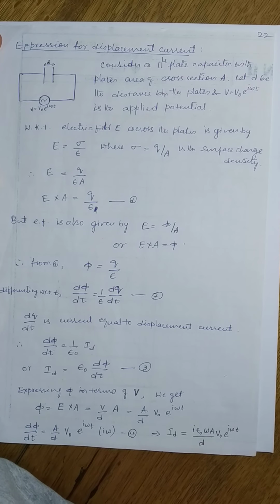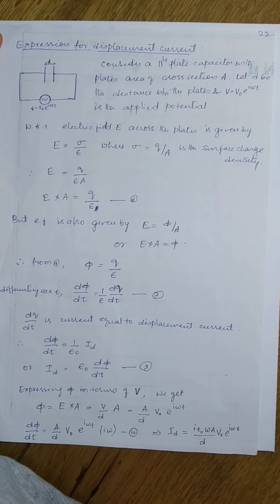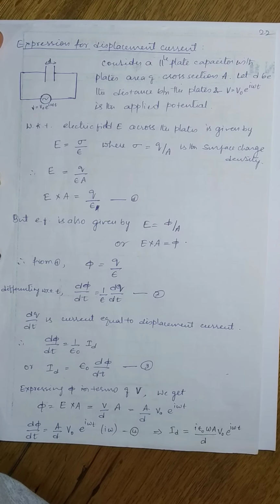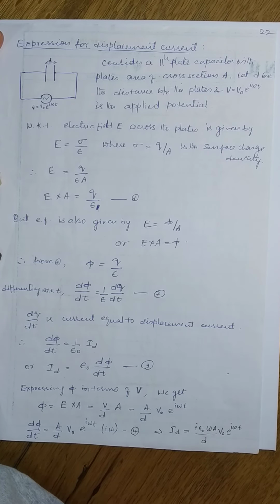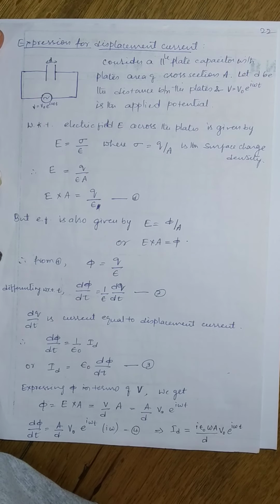Let us understand what is displacement current and what is the expression for displacement current. Displacement current is one of the basic concepts that is essential for the existence of electromagnetic waves in vacuum. The best example to understand the concept of displacement current is through a capacitor.